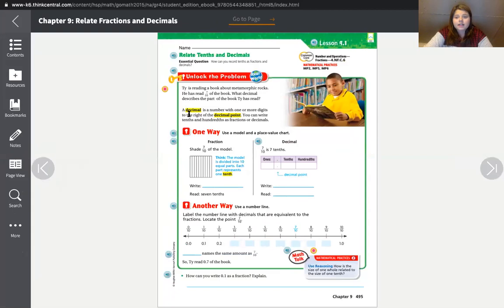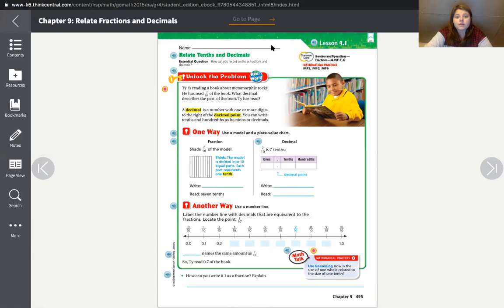If we look right here, this is going to tell us what a decimal is. A decimal is a number with one or more digits to the right of the decimal point. You can write tenths and hundredths as fractions or decimals. So today we're going to focus on relating tenths and decimals, and on Wednesday, we'll talk about how we can relate hundredths and decimals. So let's look. We want to know what 7/10 is as a decimal.